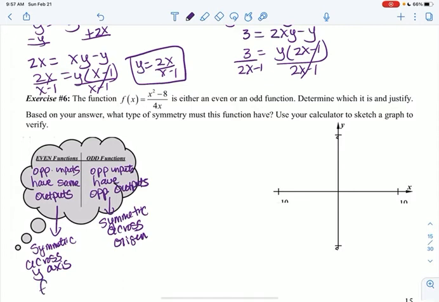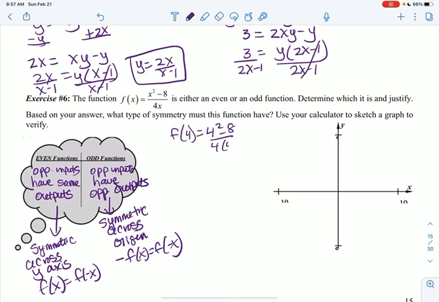All right, and also I'll add this. So f of x equals f of negative x, and on the other one, negative f of x equals f of negative x. They have opposite outputs. All right, so let's look at this. So I'm just going to take a number, like maybe 4, f of 4. So f of 4 is 4 squared minus 8 over 4 times 4. Well, that's going to give me 8 over 16, which is 1/2.